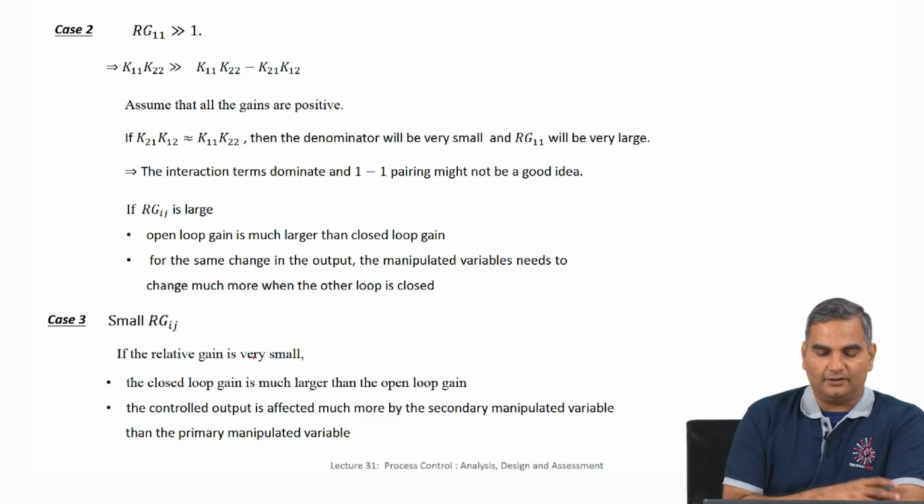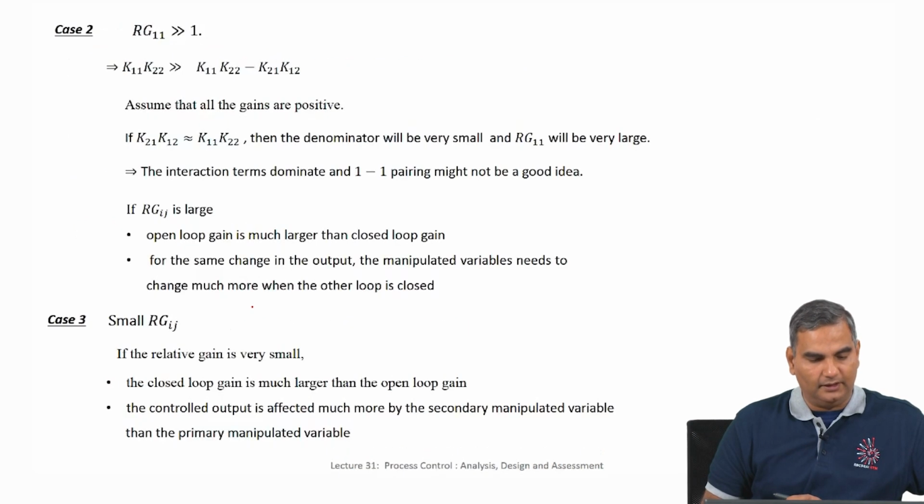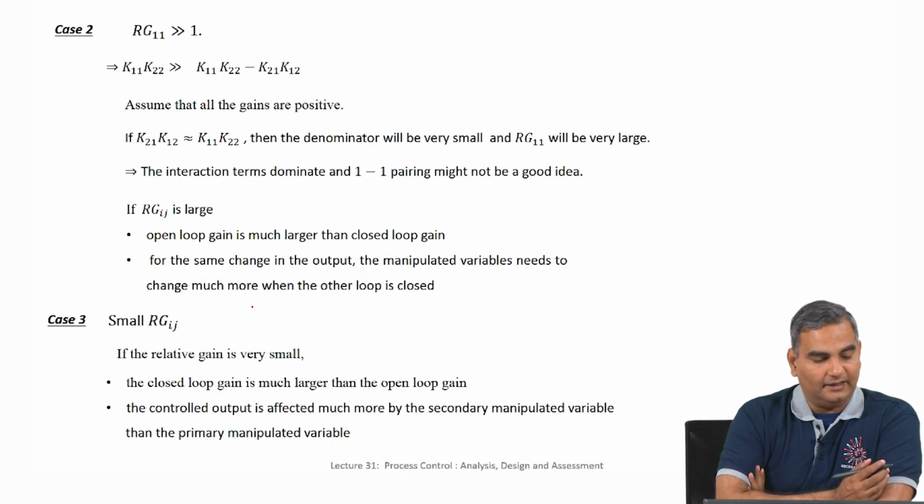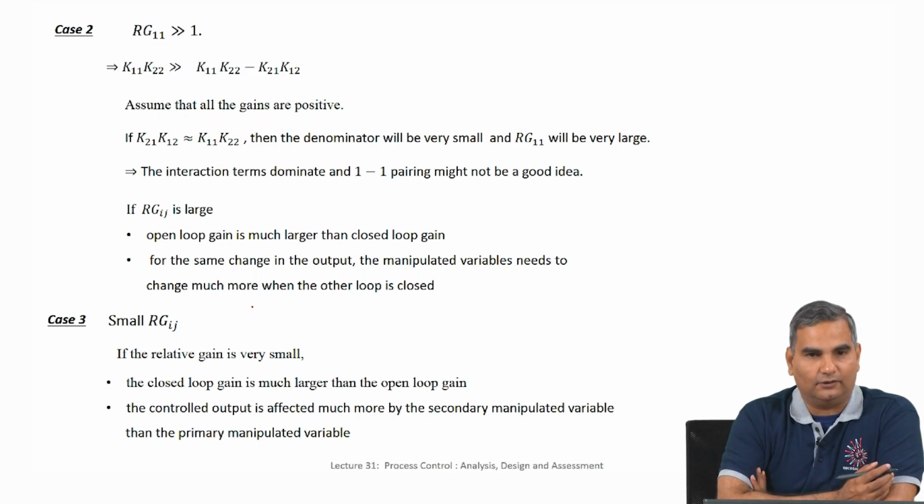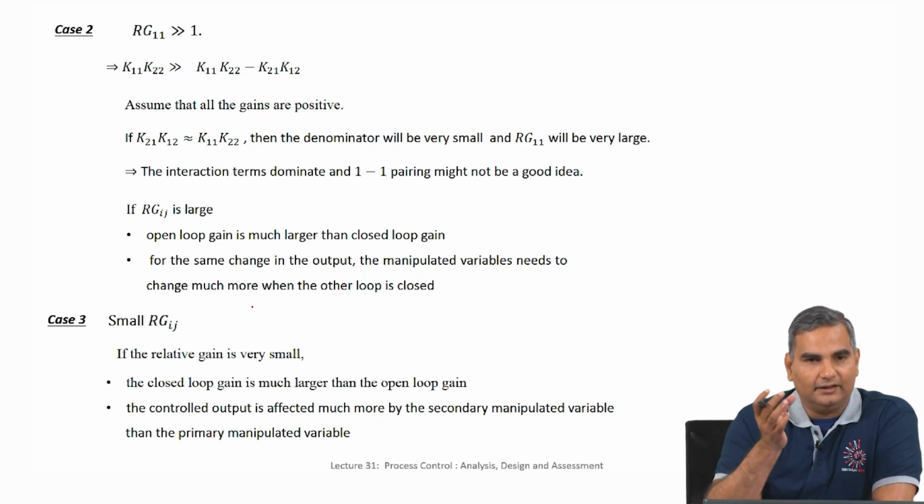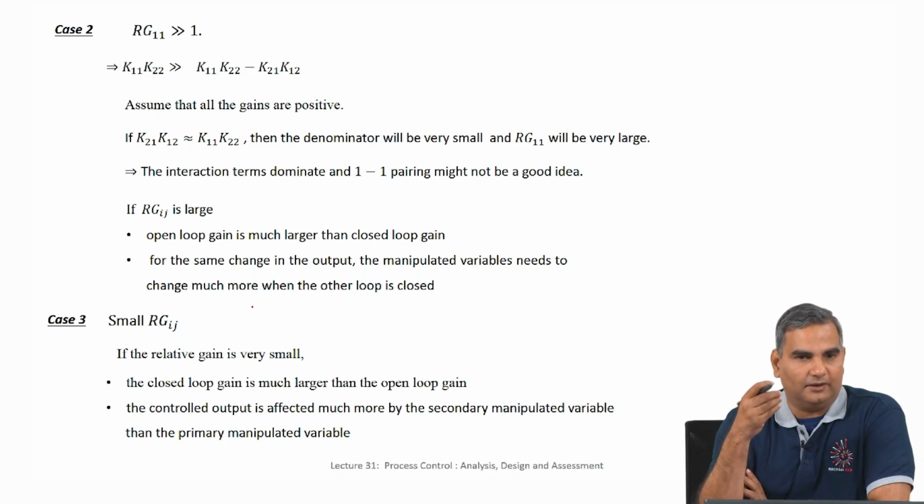So, then what does this mean? Which basically means the denominator which I have here should be quite small. That basically says that the interaction terms dominate, okay. So, that basically says that if I had an open loop gain, the denominator term becomes very small.